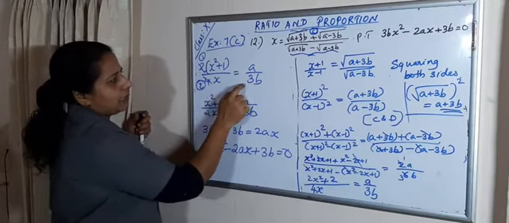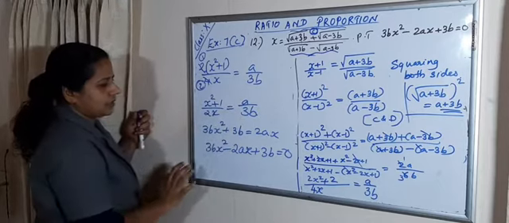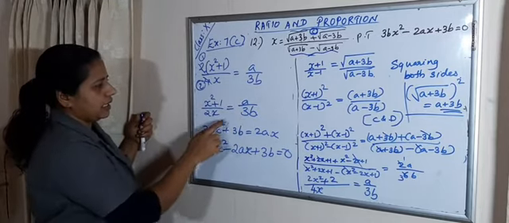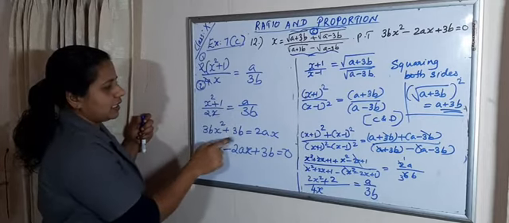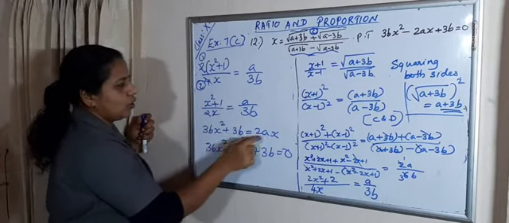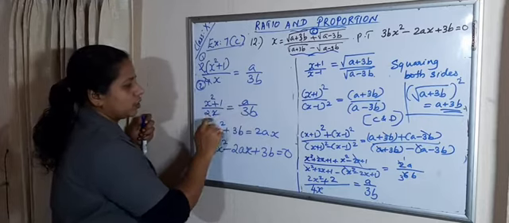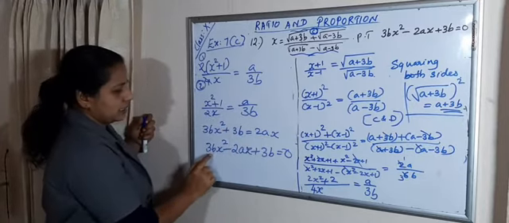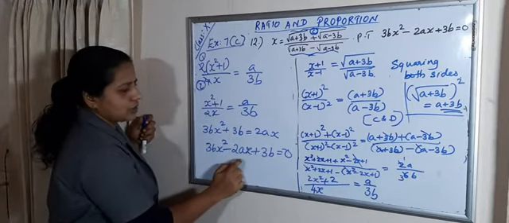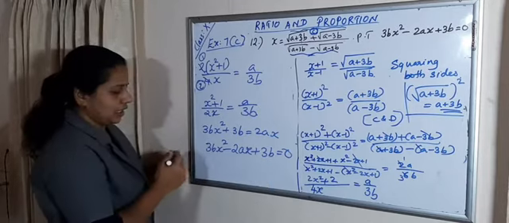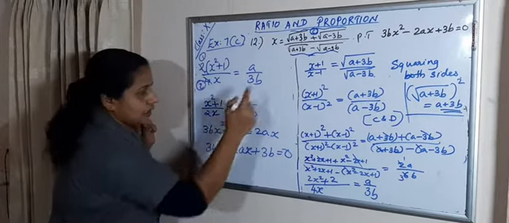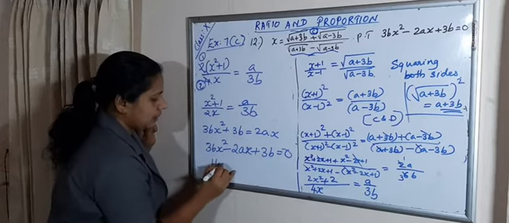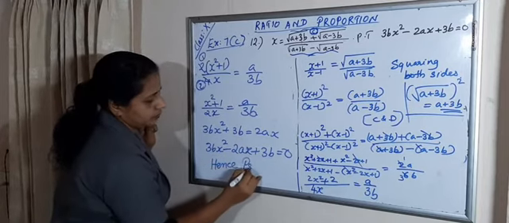Here a by 3b itself. Now cross multiply. 3b x square plus 3b into 1 is 3b, equal to 2a into 2x, that is 2ax... That is 3bx square minus 2ax plus 3b equal to 0. That is here. You need that proof, so hence proved.